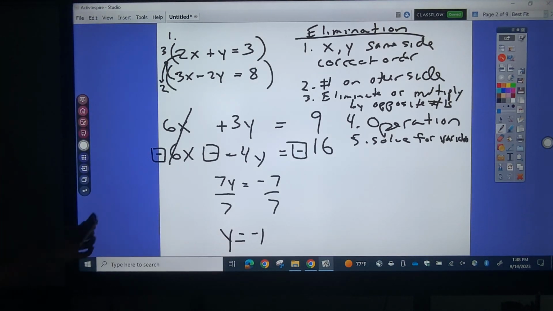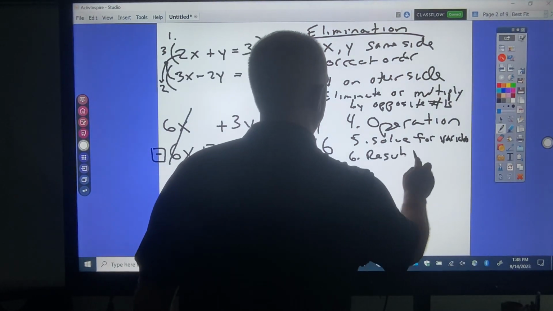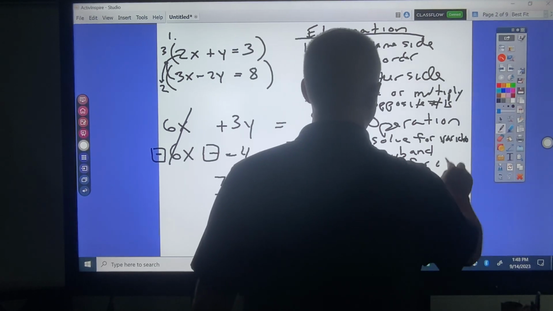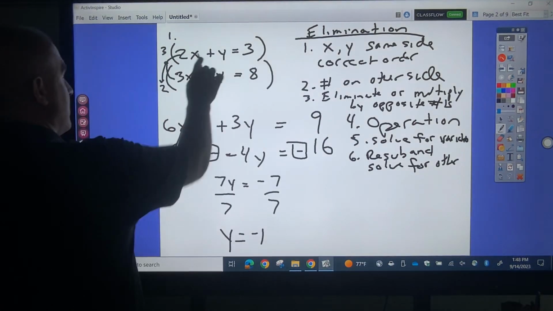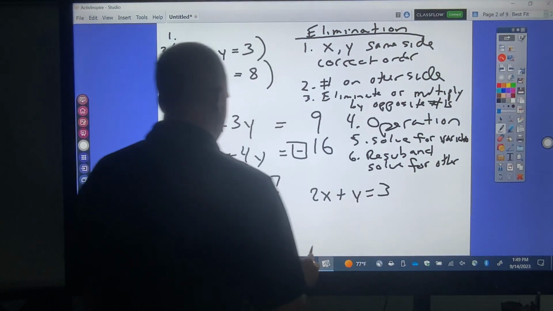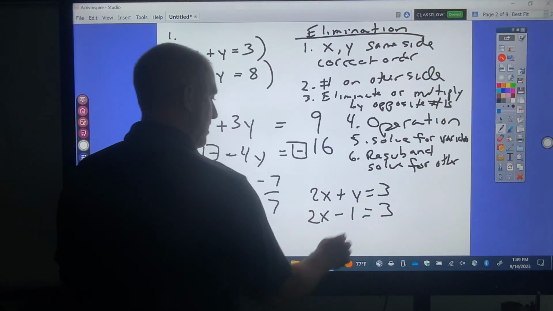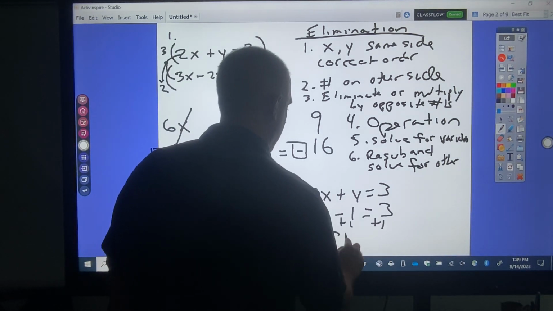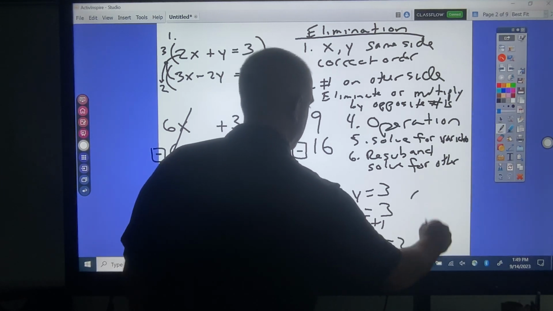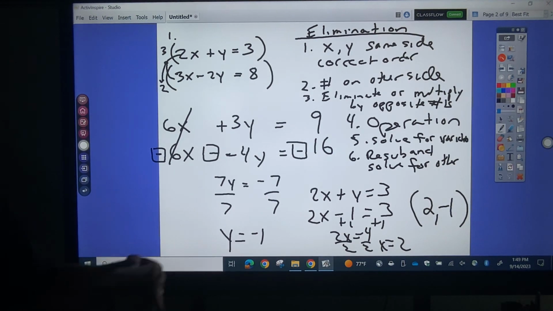Now, what I want to do is re-substitute and solve for the other variable. So if I put -1 into either of these equations, say 2x plus y equals 3, that's going to be 2x minus 1 equals 3. Add the 1, that's 2x equals 4. Divide by 2, x equals 2. So my solution is (2, -1). That is how you do elimination.